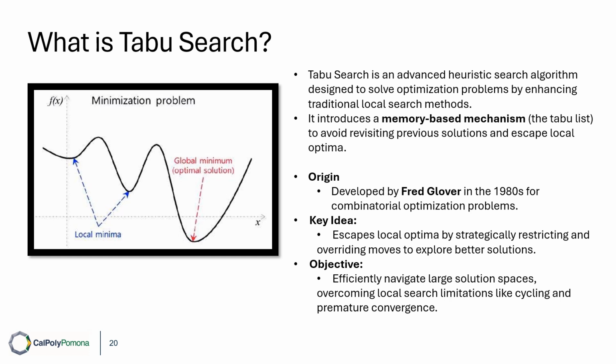Fred Glover developed this approach in the 1980s for combinatorial optimization, and its key idea is overcoming traditional search limitations by enhancing exploration and exploitation within the solution space.